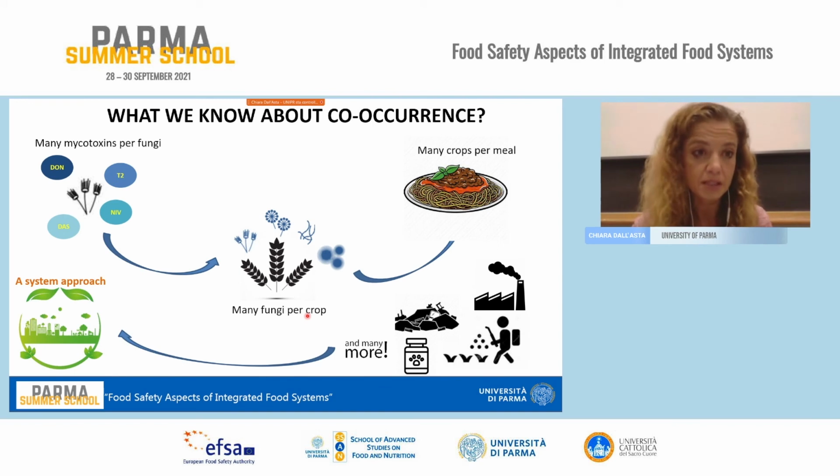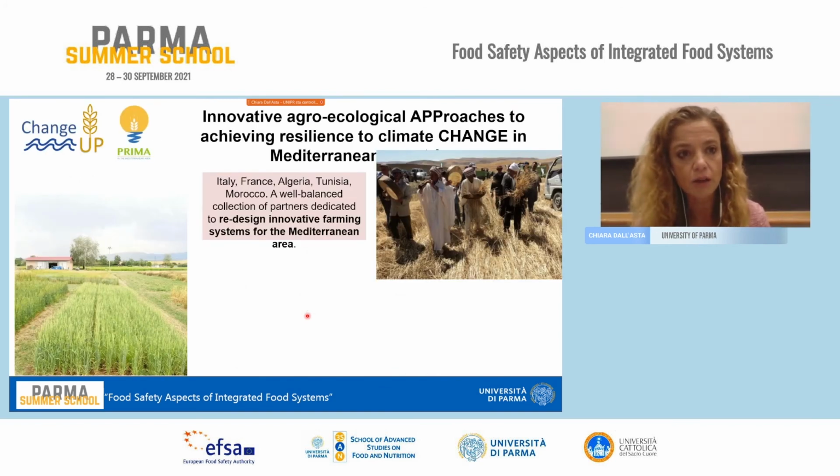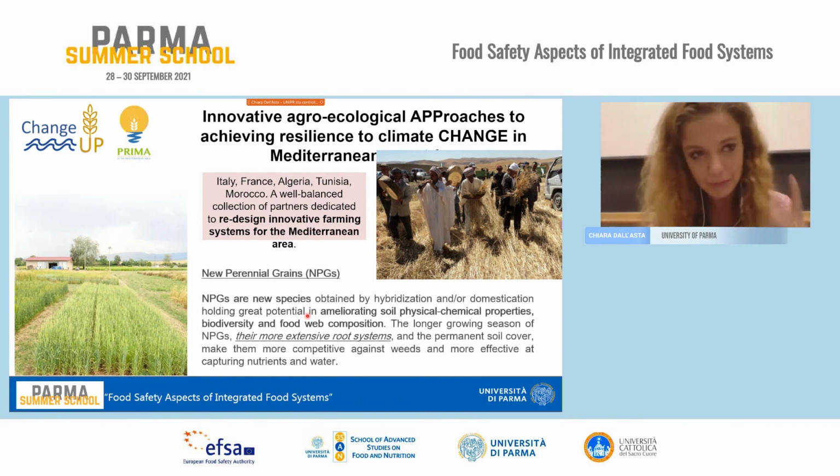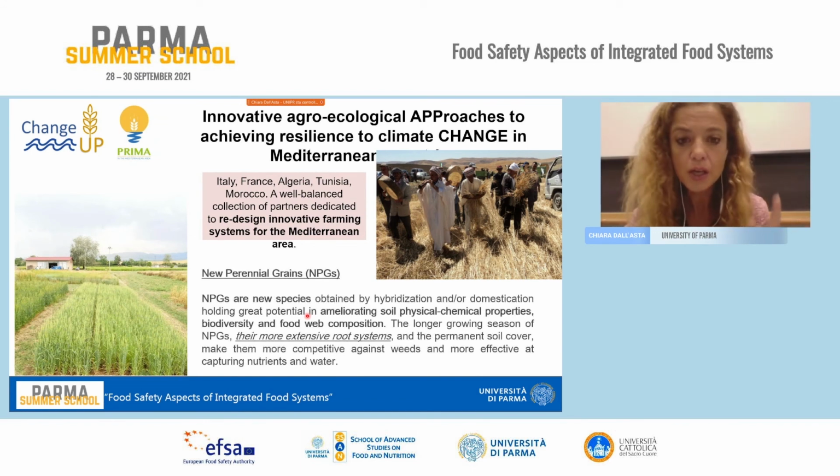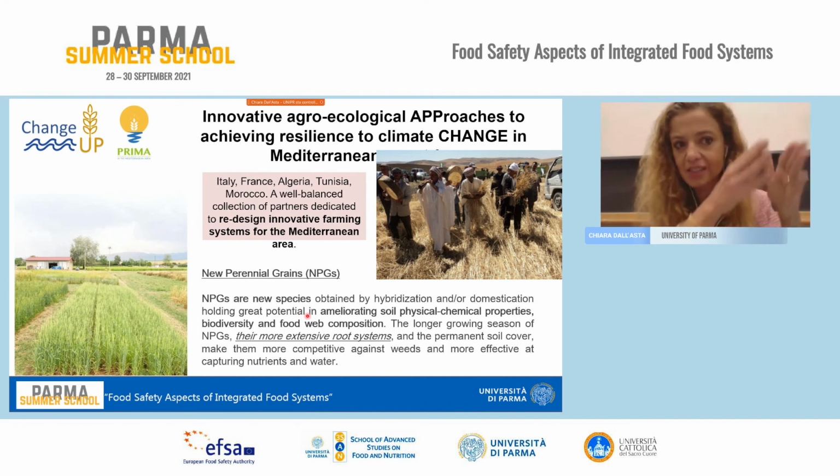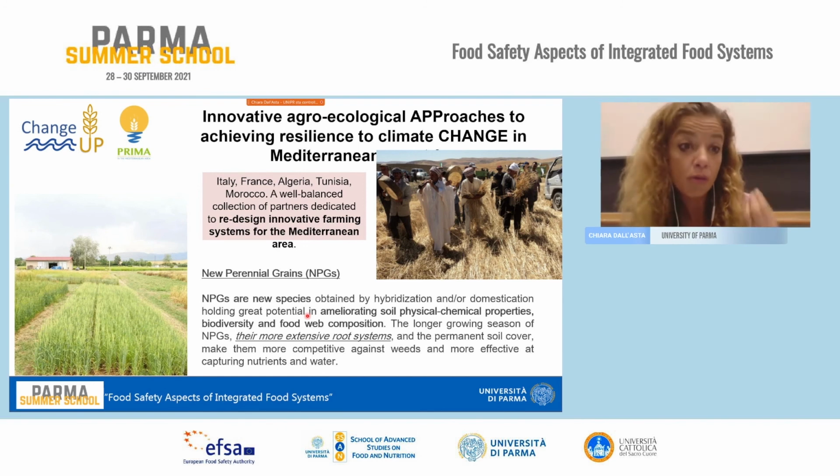So we need to adopt a system approach. There are already cases of system approach in this field. I don't want to go into this, but we have a project granted by the Parma Foundation, and there are a lot of things going on in this project, but one is extremely interesting. We are trying to use new perennial grains, which are wheat plants with a long root, and the roots stay in the soil for years. So it's not sown every year, it's just that the roots stay longer. This is a more resilient crop.